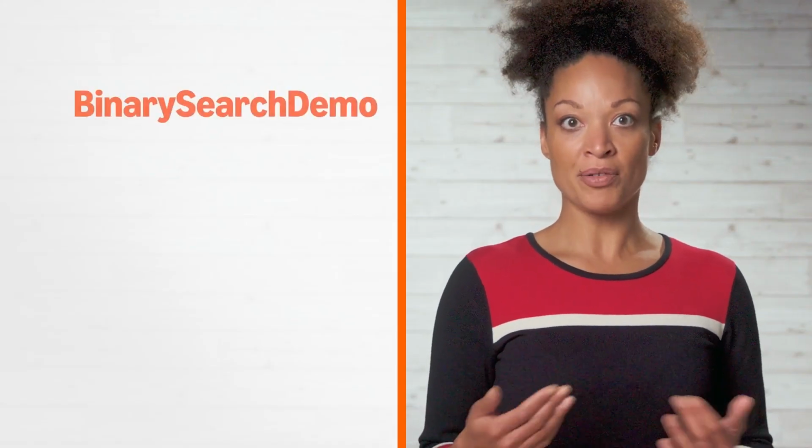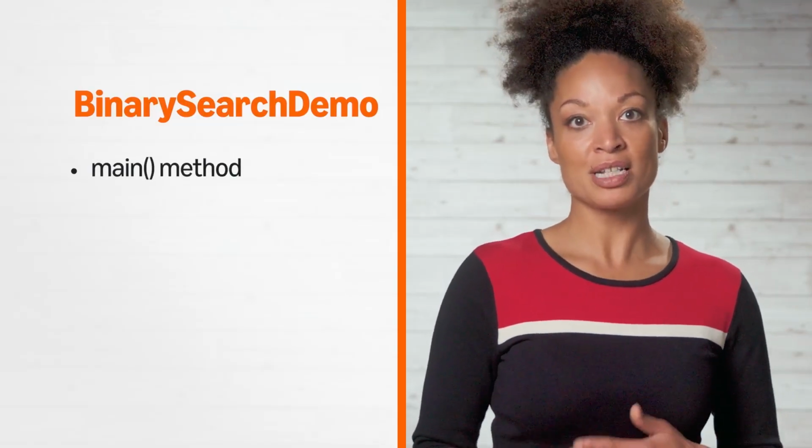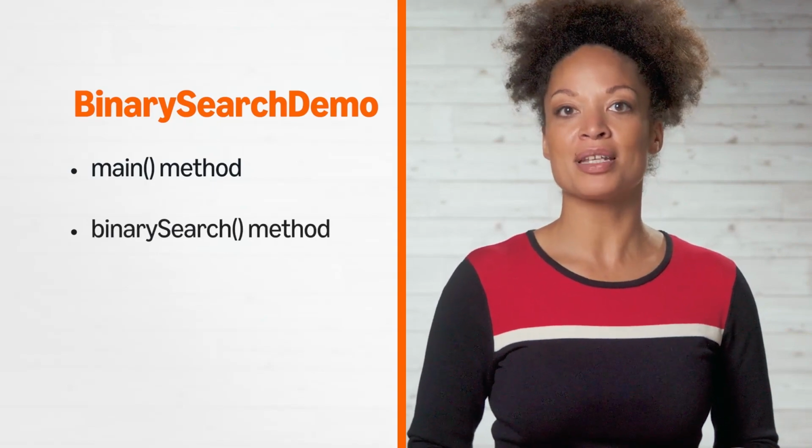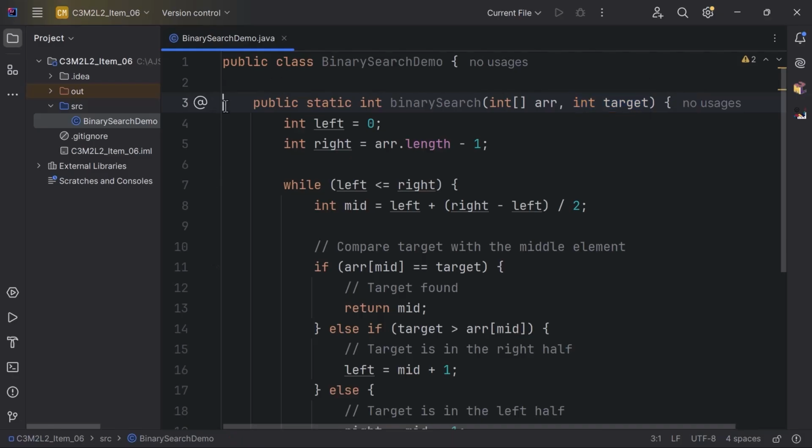For this demonstration, we'll create a Java class called BinarySearchDemo. It has 2 key parts, the main method, which starts the program, and the binary search method, which performs the search. The binary search method performs the actual binary search. The parameters here are int array, the sorted array to search, and int target for the number to find. The method divides and eliminates sections of the array. The method uses 2 pointers. Left points to the start of the array and right to the end.